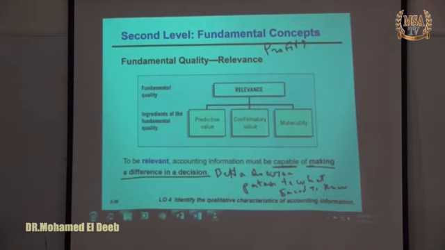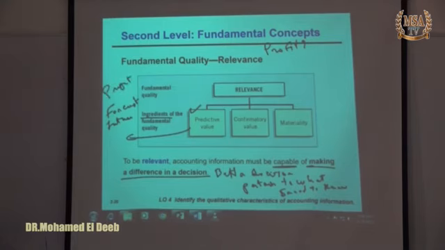Now, what are the ingredients of relevance? The information has to be relevant, and then it has to have some sort of predictive value. What do we mean by predictive value? Well, predictive value means the information that they give us can help us forecast the future. Accounting gives me old information, but this information is going to help me project or forecast the future.